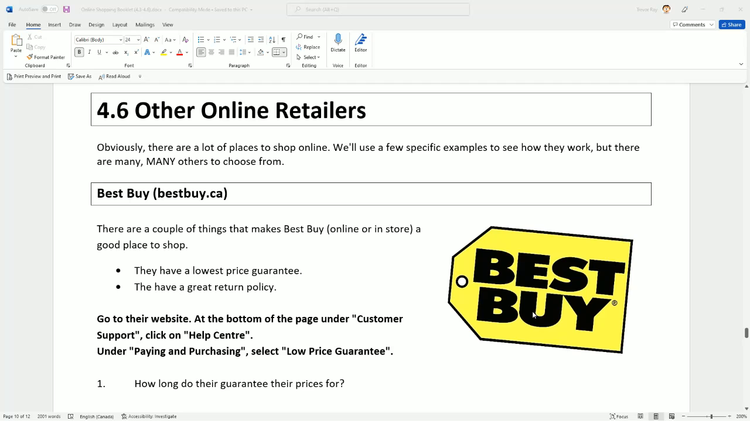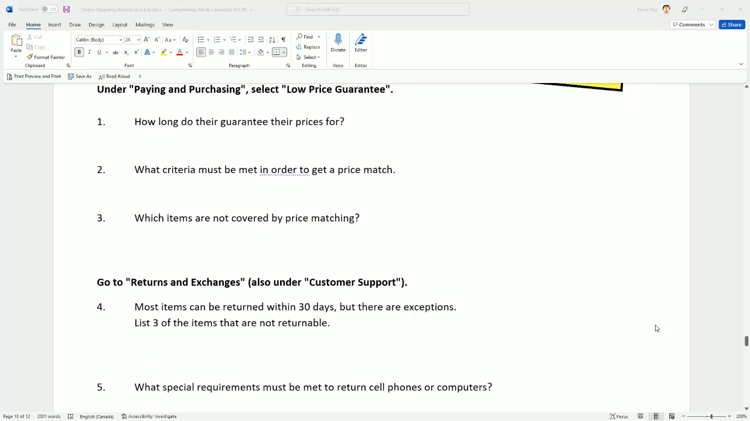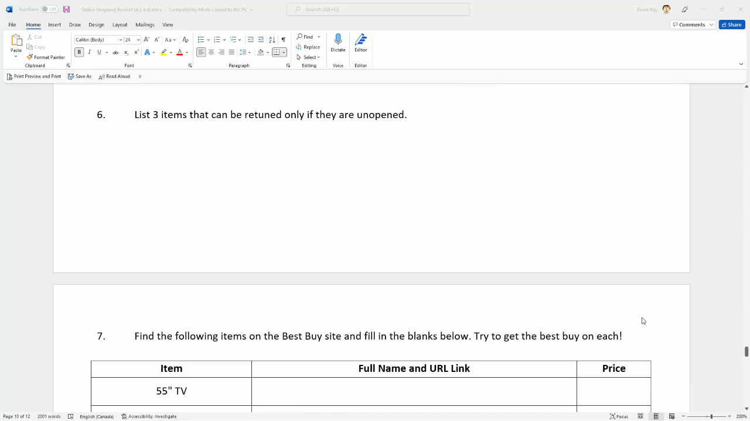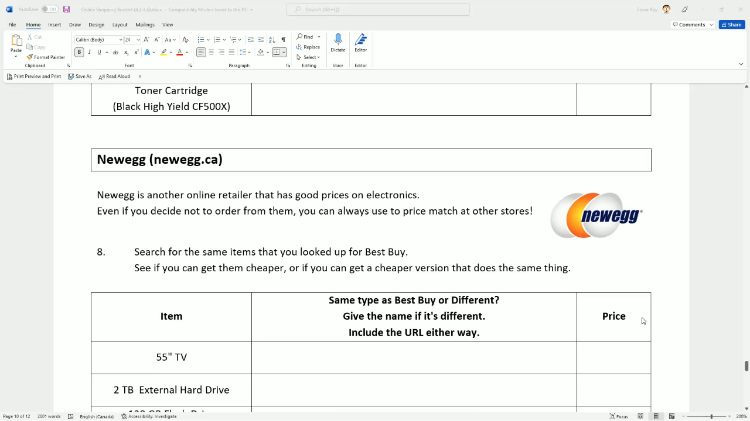And then for the other online retailers, which is our last lesson, I've just picked some more significant ones that tend to do a lot of online business. So Best Buy is pretty good for electronics, and a lot of you are going to end up buying some sort of computer or video game system or something at some point. So it's not a bad place to check out. But I'll give you some other places too to check out.